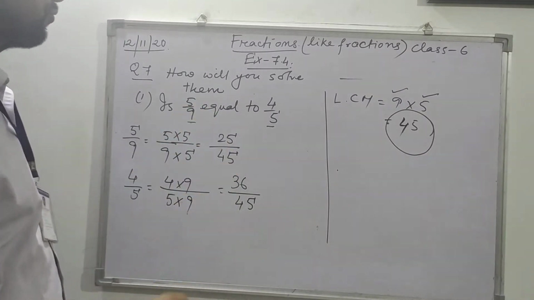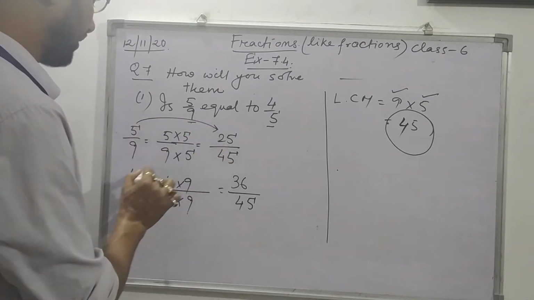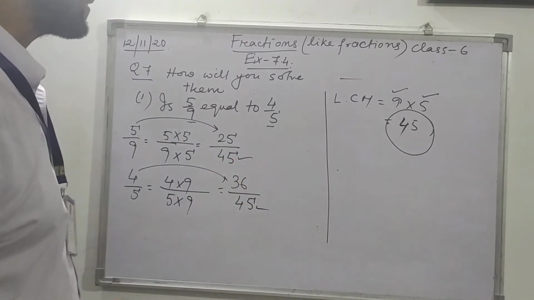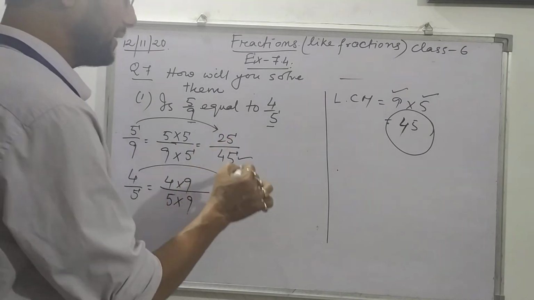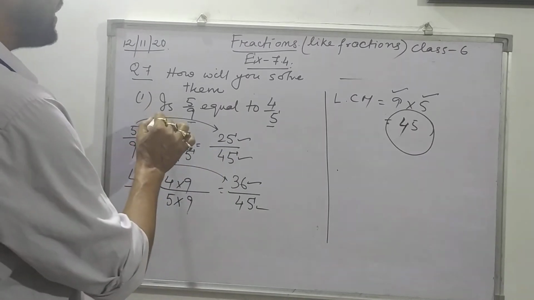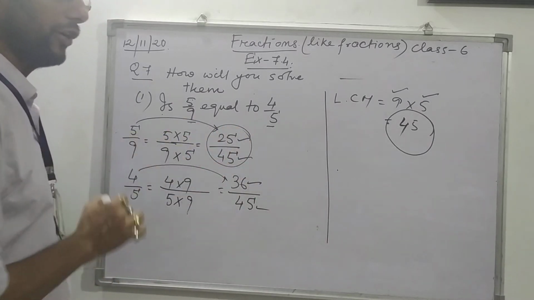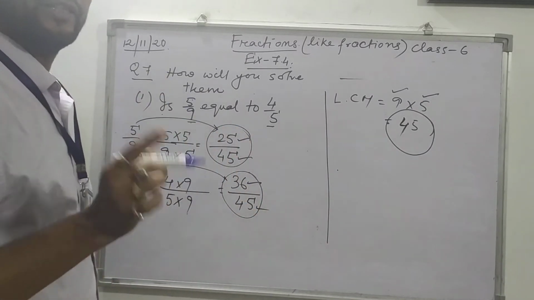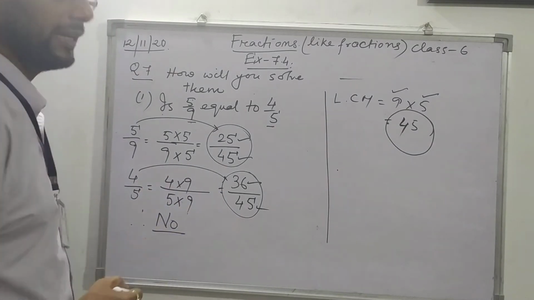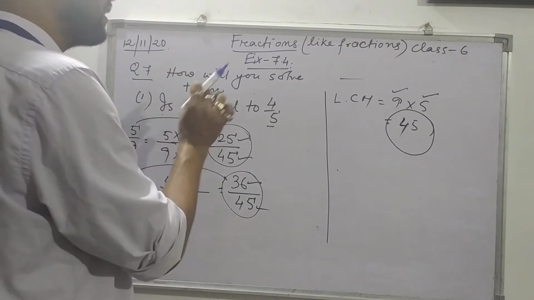Now you can see, students, which is greater. Now I have converted these two fractions into like fractions. Since the denominators are the same, in these like fractions, which one is greater? Here the numerator is greater, and here the numerator is smaller. It is asked, is 5 by 9 equal to 4 by 5? Are they equal? This is 25 by 45, this is 36 by 45. No, they are not equal. Simply we will say no. In this way we can compare these two fractions.